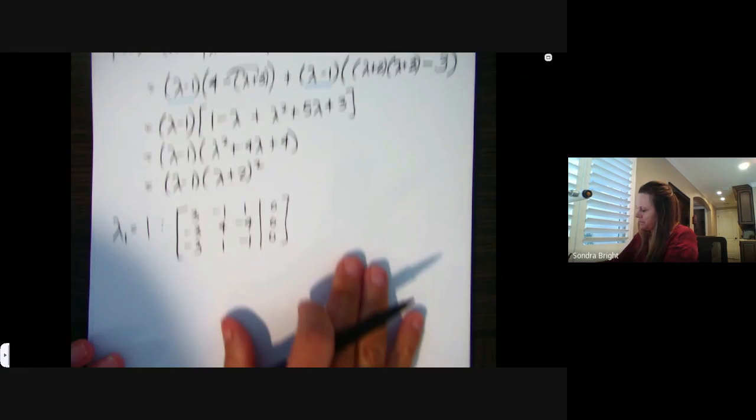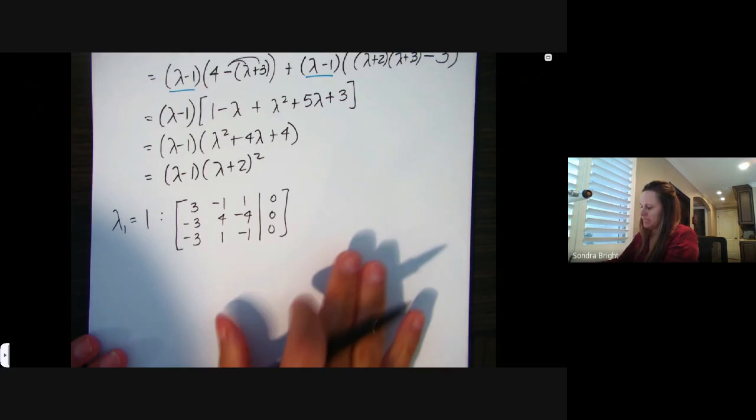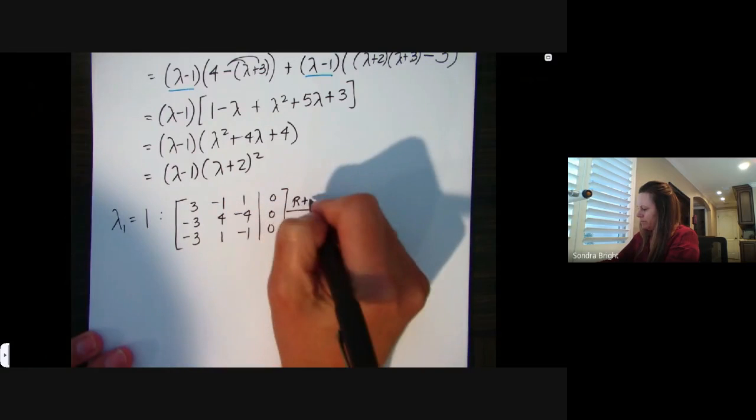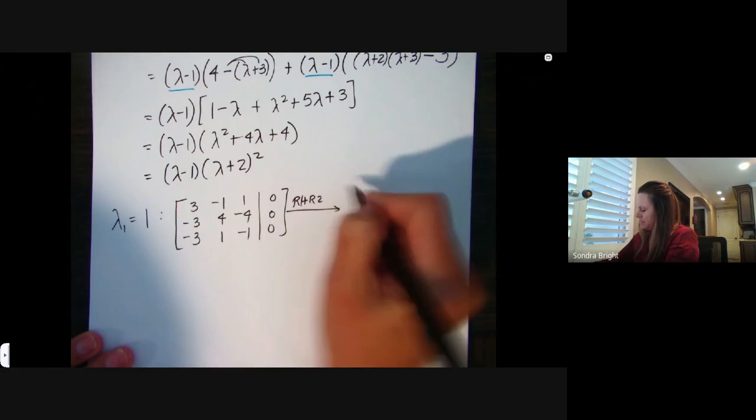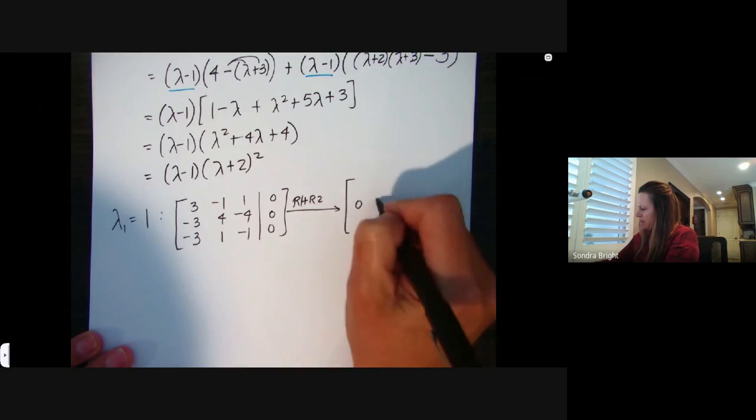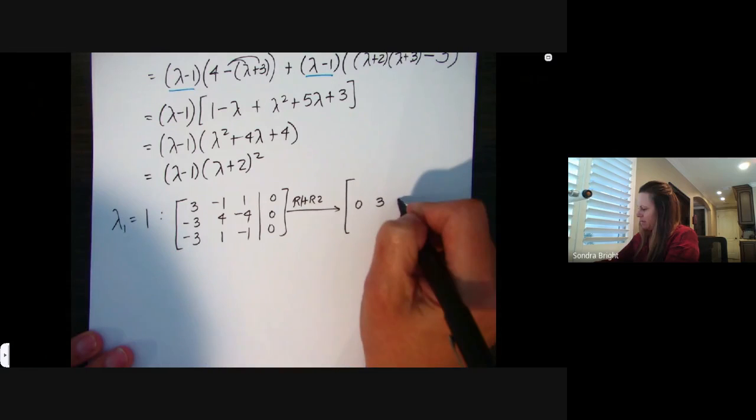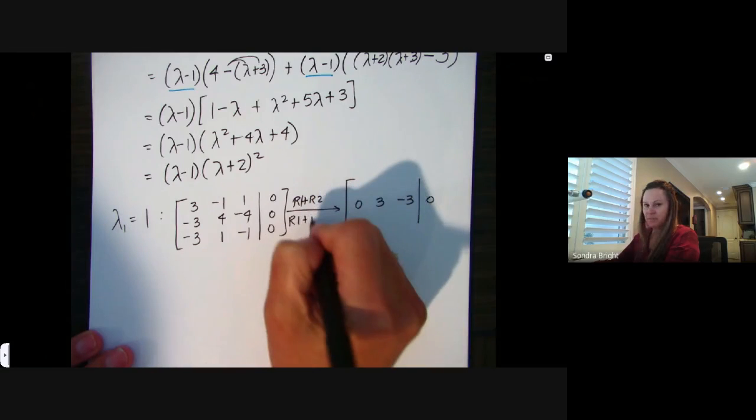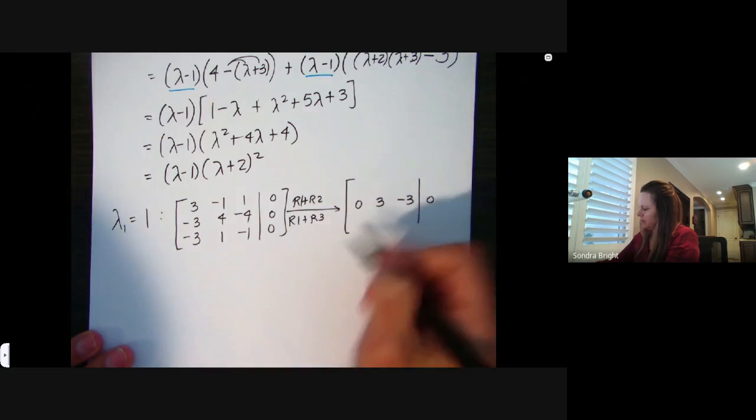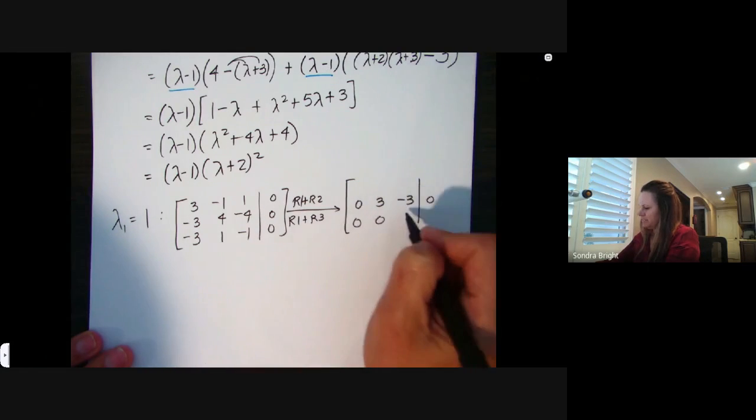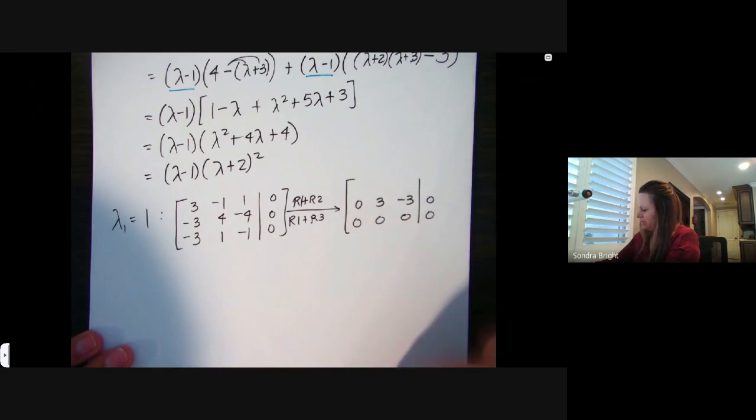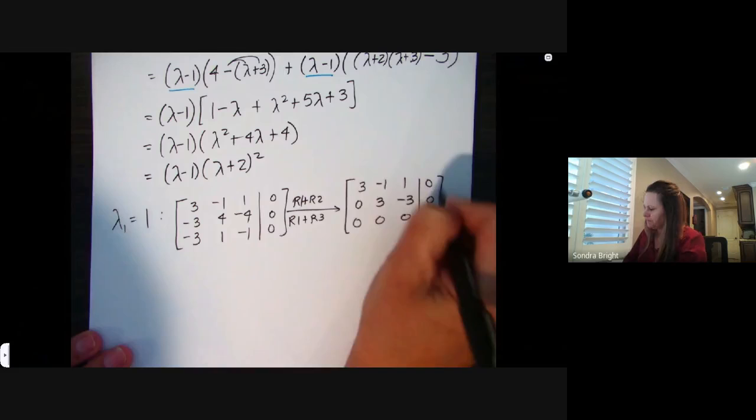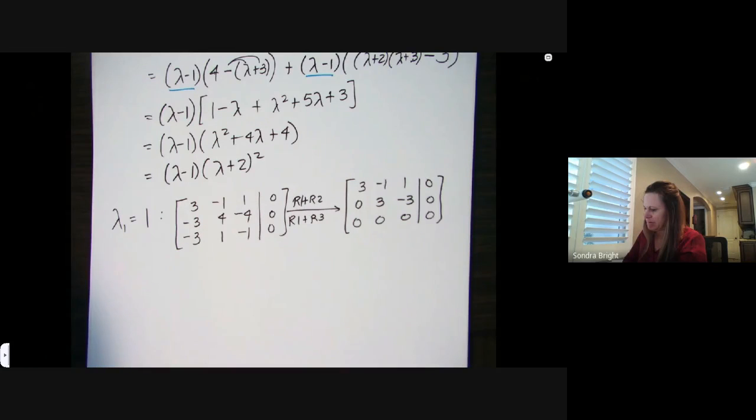All right, so I want to zero these guys out, so that's nice. Row 1 plus row 2 will give me a 0, 3, negative 3, 0. Row 1 plus row 3 will give me a 0, 0. Ooh, 0 is 0. Very nice. All right. We need to do a little bit more.